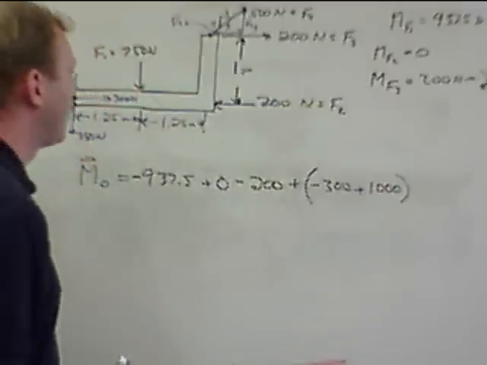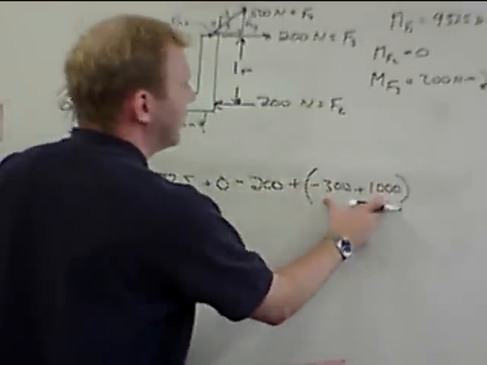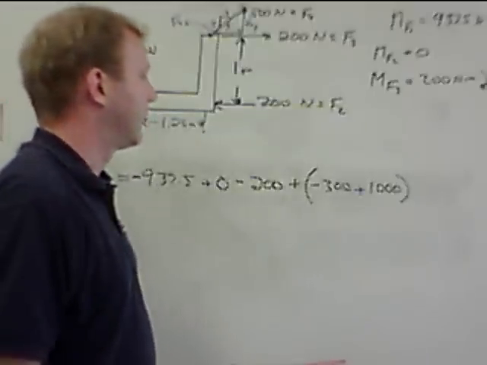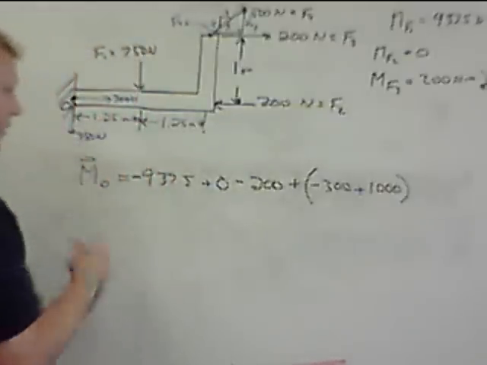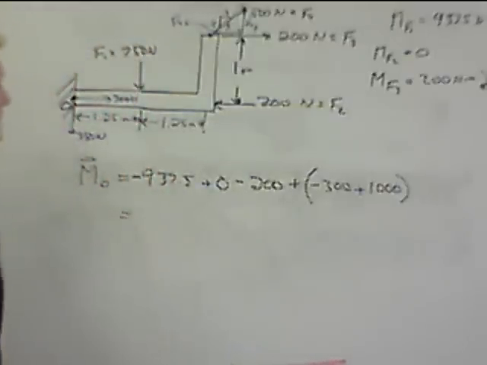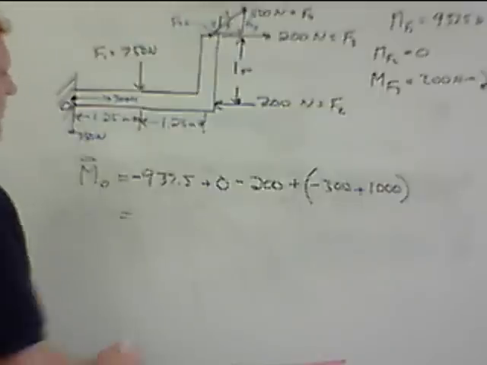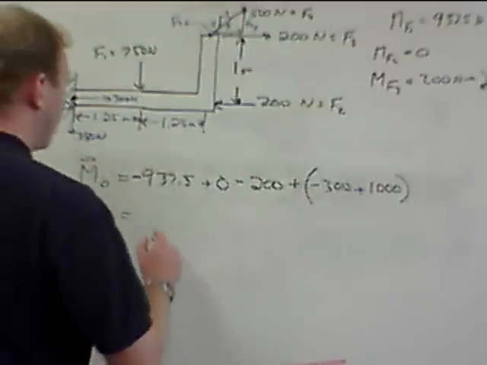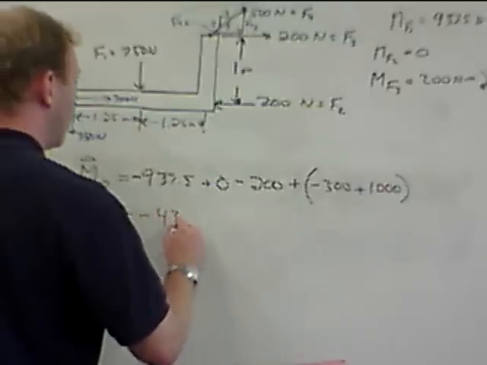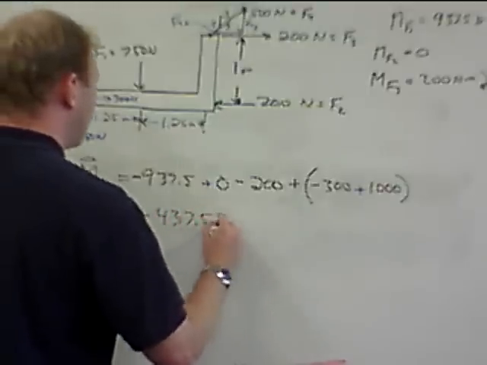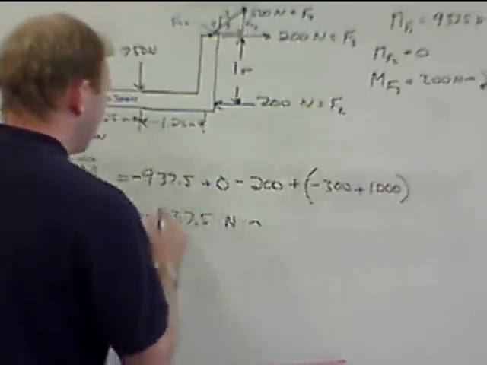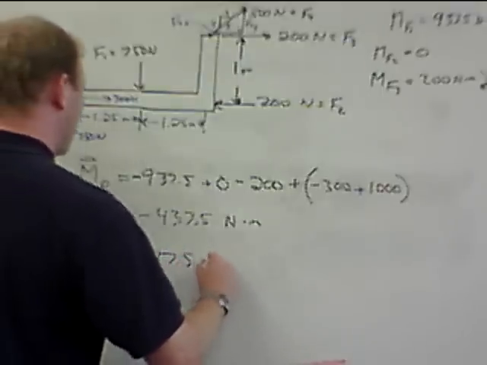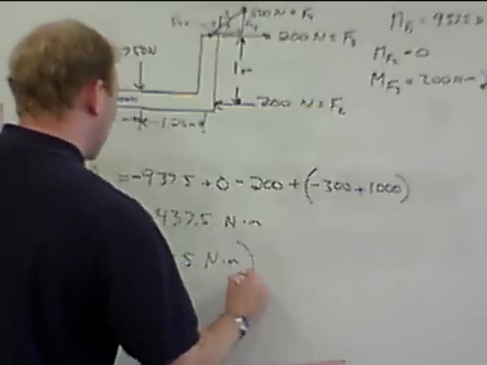So we have three forces that are contributing to the moment, and one of them we had to split into two components before we could calculate. So we work this out here. This ends up being negative 937.5 minus 200 minus 300, so it's negative 1437.5 plus 1,000. It's negative 437.5 Newton meters, or 437.5 Newton meters clockwise.